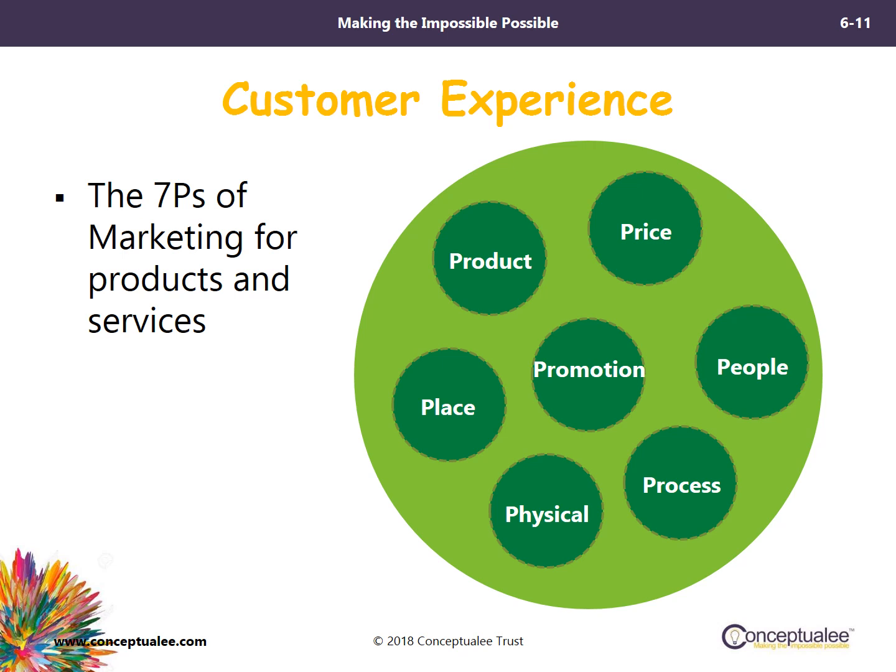The place dimension is how your product gets to the target market. Factors include marketing channels and sales support. Product, price, promotion, and place are the essential dimensions of customer experience for products. A fuller perspective, which is important for services and solutions, includes people, process, and physical evidence.